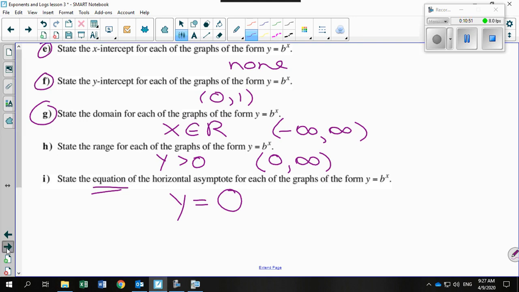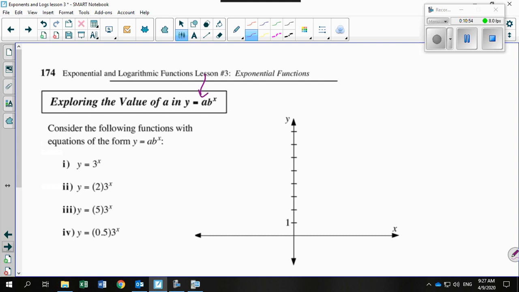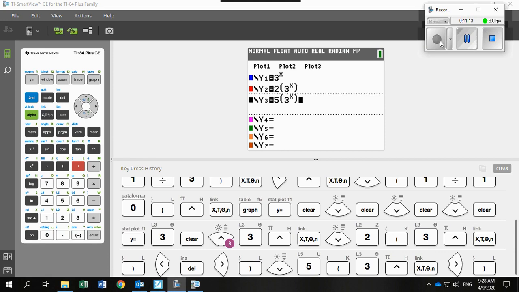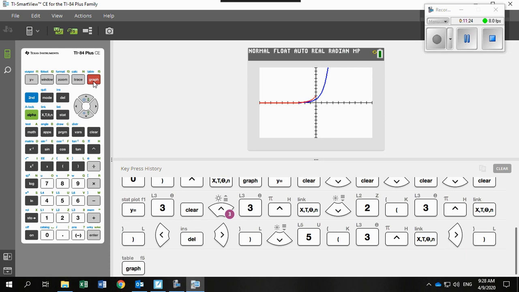Let's move on to the second parameter, which is a. What is a going to do? Now, if you remember our transformations, a was our vertical stretch, and it stretched our graph vertically. So let's plug these into our calculators and see what happened. Okay, so I've gone ahead and I've plugged in my first three equations of my graph, and now I'm just going to hit graph. So there's the first one, there's the second one, and there's the third one. So what do you notice happens on this y-axis?